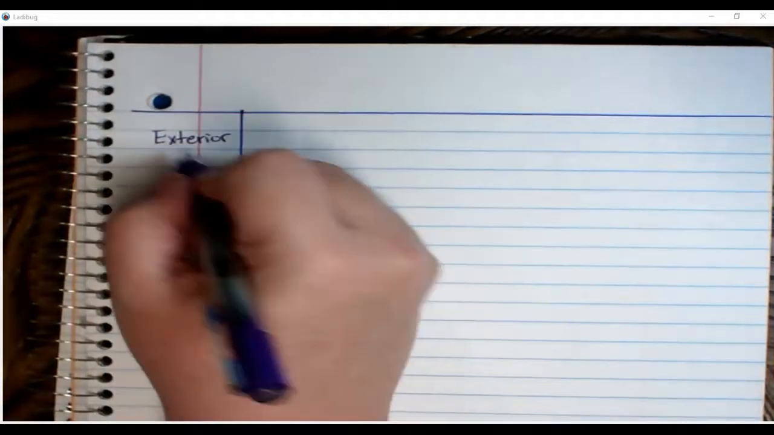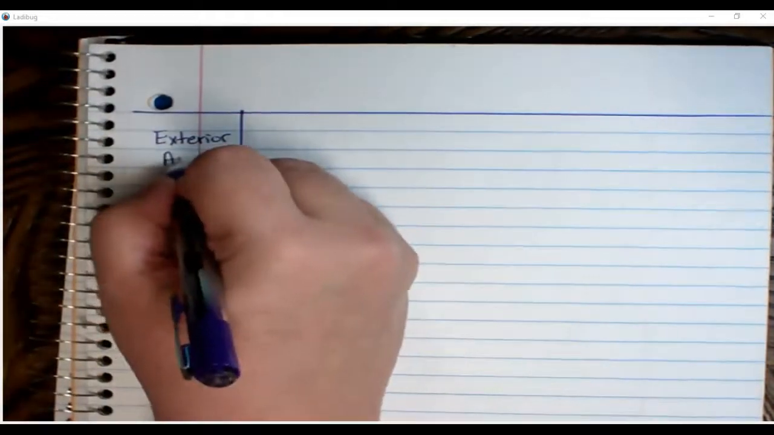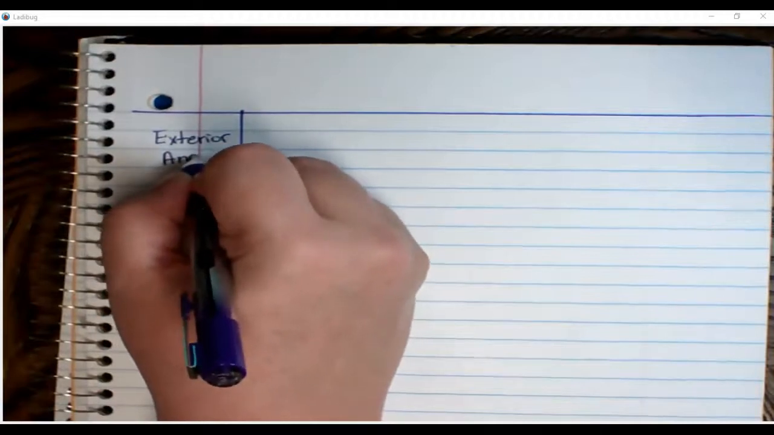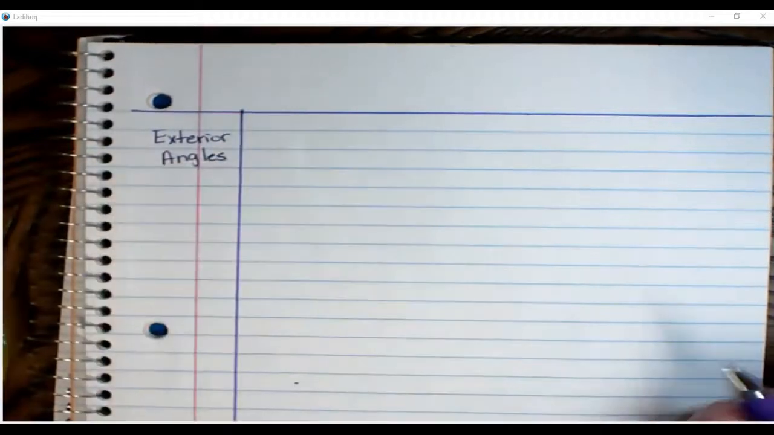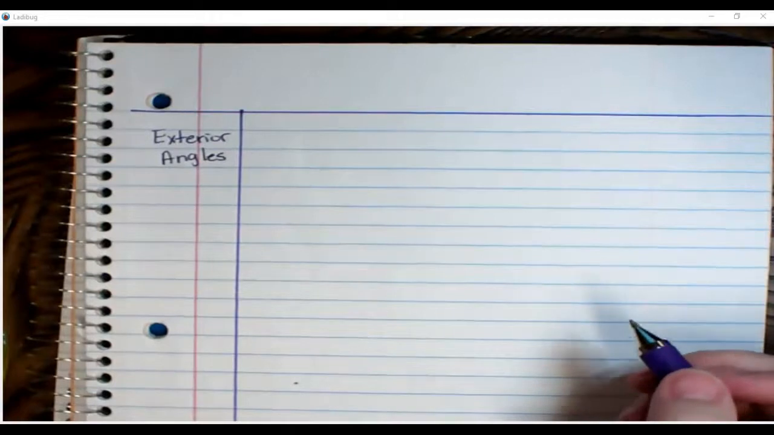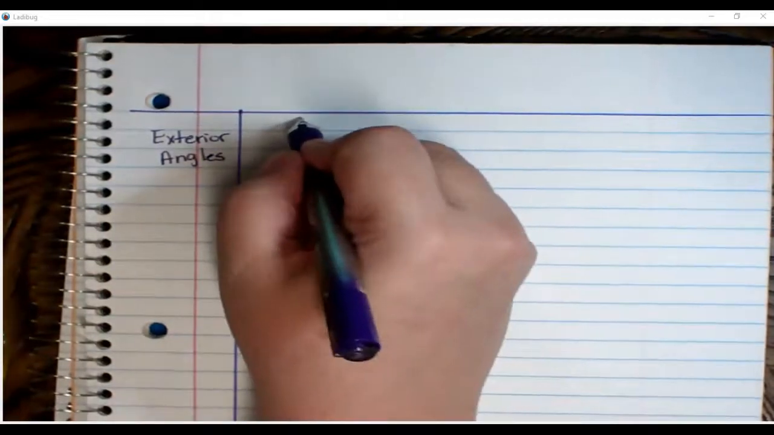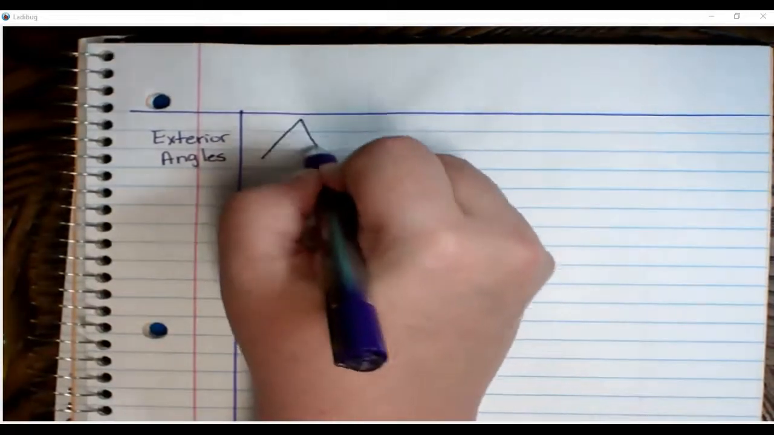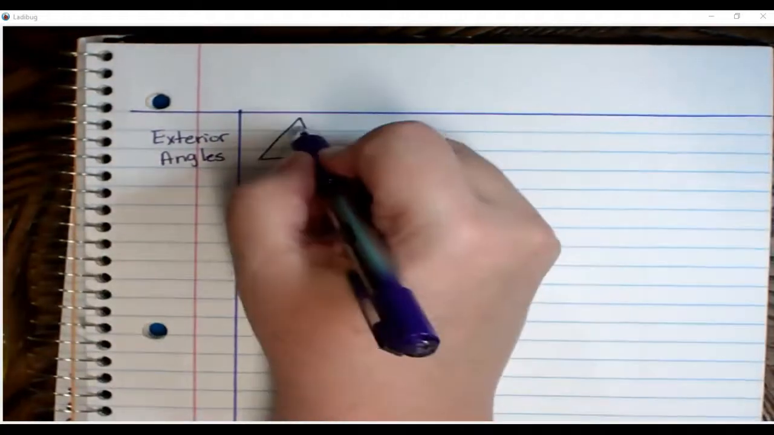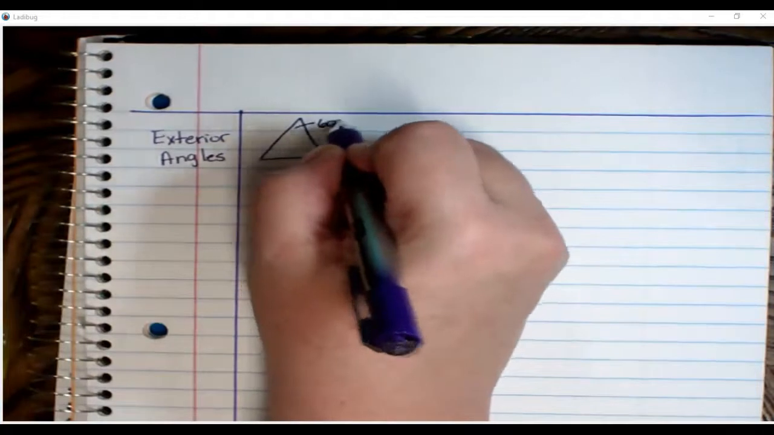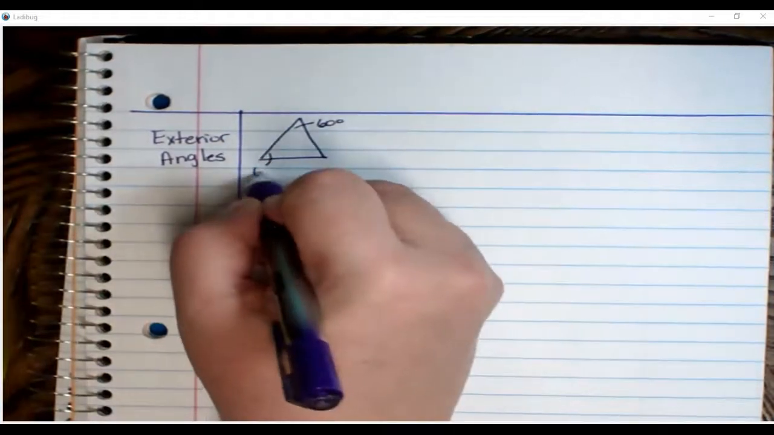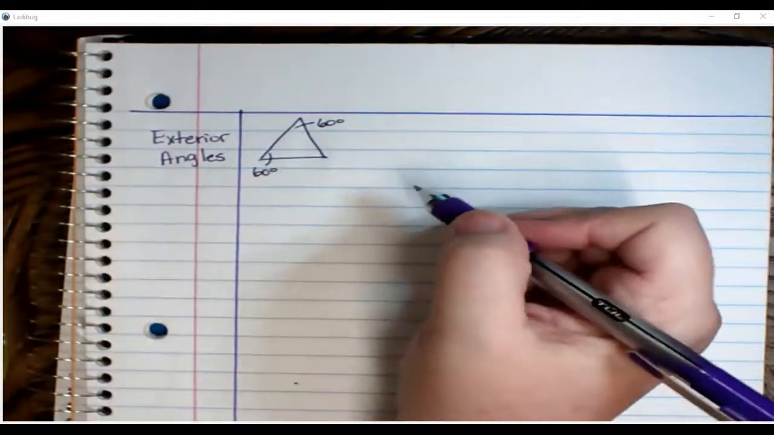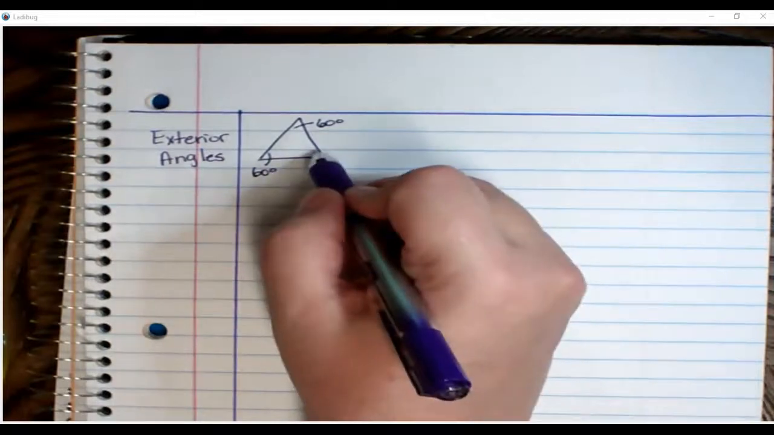Exterior meaning outside, so these are angles that are outside of our triangle. This is what's new in 8th grade. All right, so let's make a triangle. We can make it an equilateral triangle where every angle could be 60 degrees. And I'm just writing my degrees outside of the angles for you.